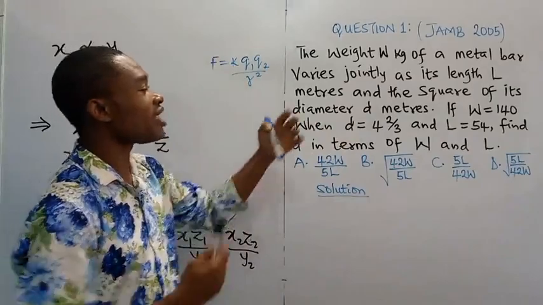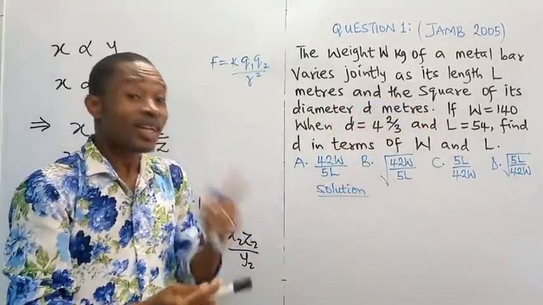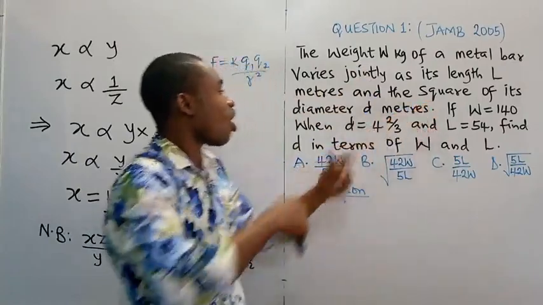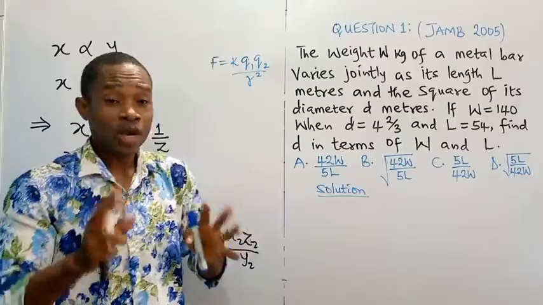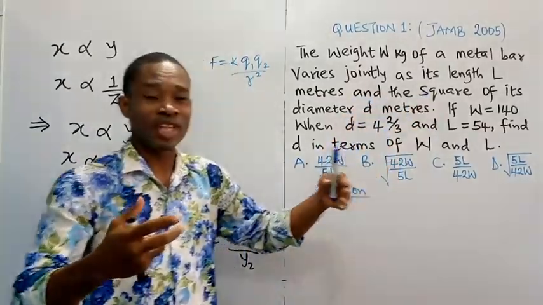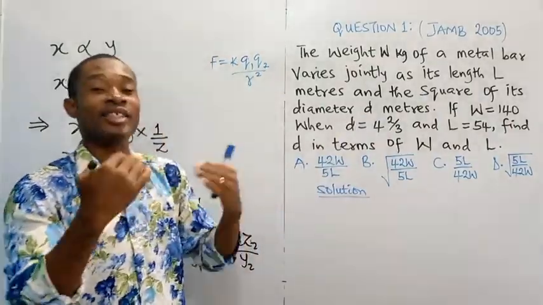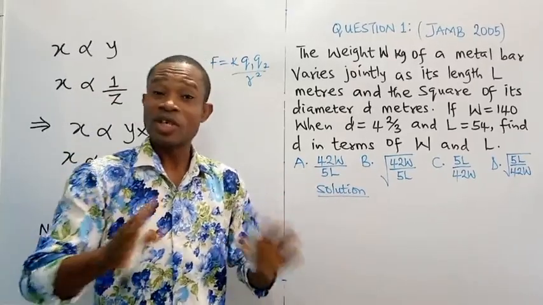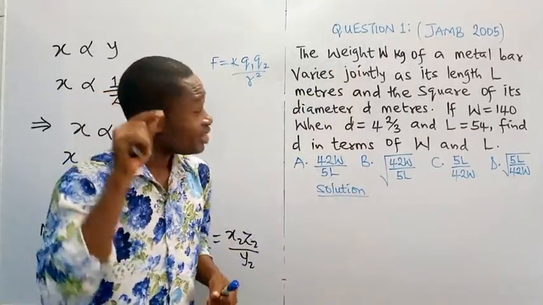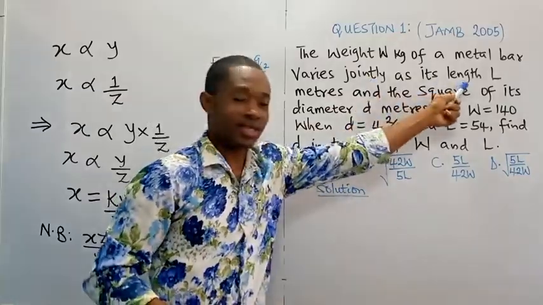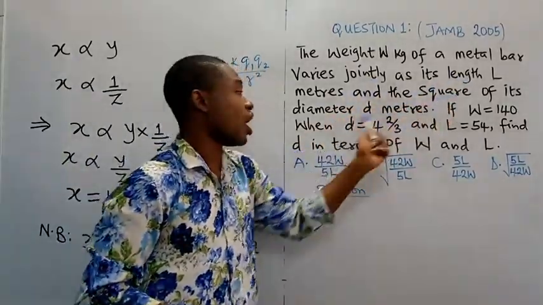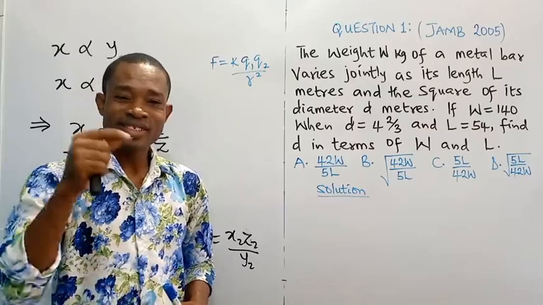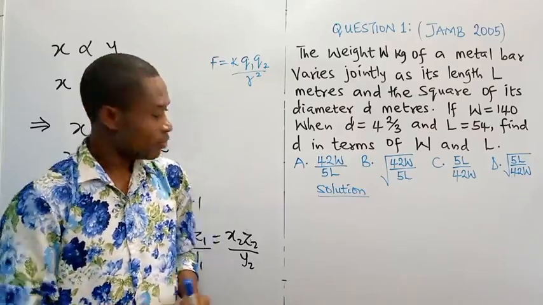The question now goes further to say, and the square of its diameter. That is to say, that same weight, W, varies jointly as the square of its diameter. Once again, there is nothing like inverse here. We were not told that it varies inversely as the square of the diameter. So the implication is simple, that the weight W will vary directly as the length and again directly as the square of its diameter. Please take note of this, very important. If it is inverse, that term inverse will be used.